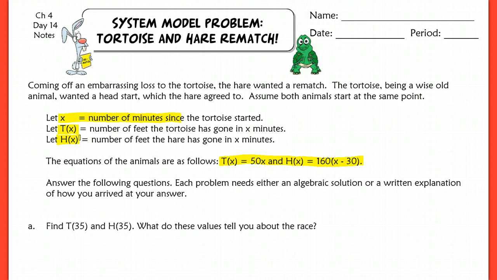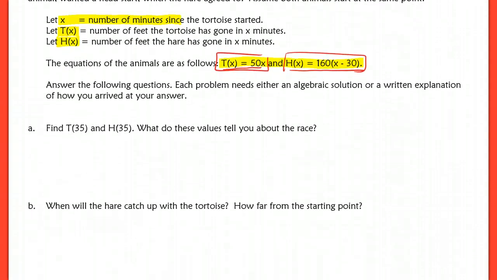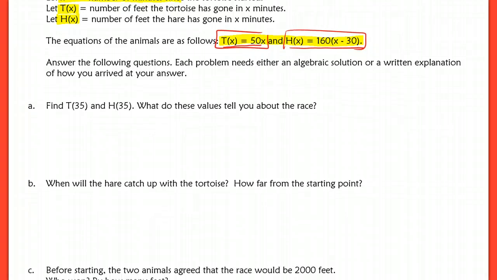Alright, now we're going to answer the problems using these 2 equations here, for the tortoise and for the hare. And after we answer some of these problems, then we're going to look back and try to interpret this. For right now, let's just use the 2 equations to answer some of these questions. Alright, in part A here, it says find t of 35 and h of 35. So go ahead and do that. Remember, you're plugging in 35 as your input for x.